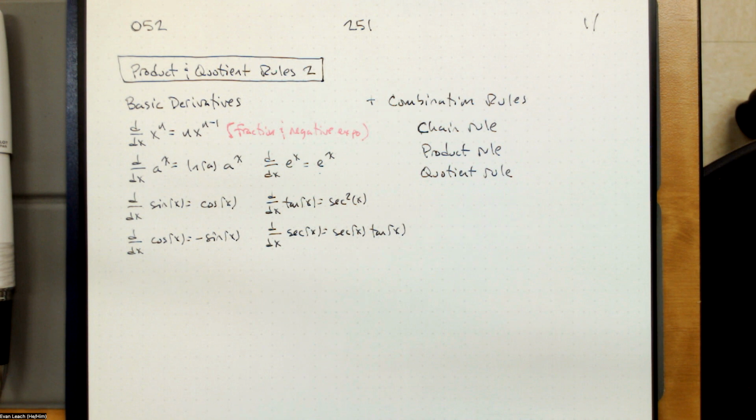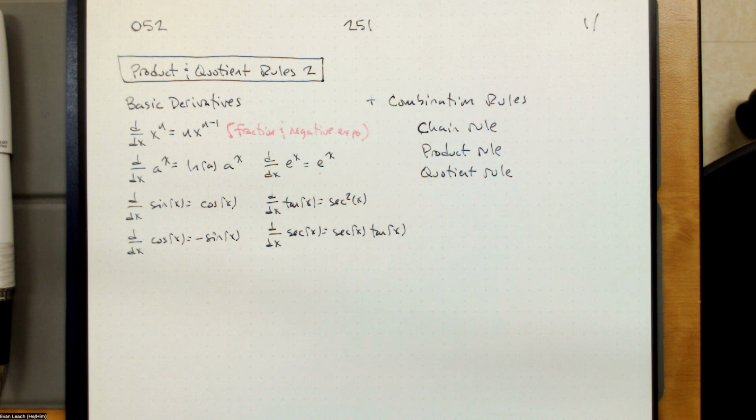Then we had to learn the three rules for how we combine those derivatives. The chain rule, that's for compositions. The product rule for products, and the quotient rule for quotients. Those are the three ways that we can combine our basic derivatives. We need rules that are more complicated. Those are the rules for compositions, products, and quotients, where we can't just apply the derivative in the same fashion.